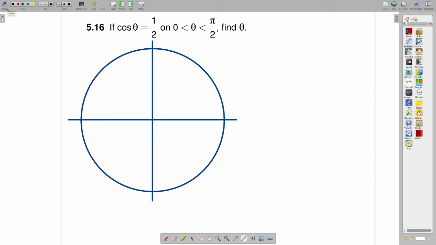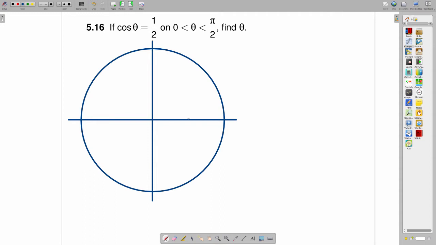If cosine theta equals 1/2 on the range 0 is less than theta is less than pi over 2, find theta. Well, this range that we have here is 0 to pi over 2 on the unit circle. That puts you in this range right here. So we know that the angle's in there, and we also know that the cosine of the angle is 1/2.